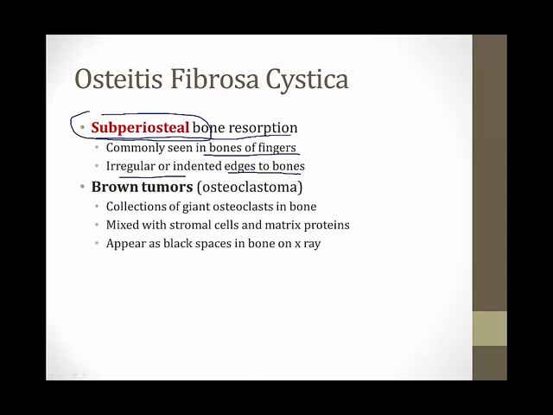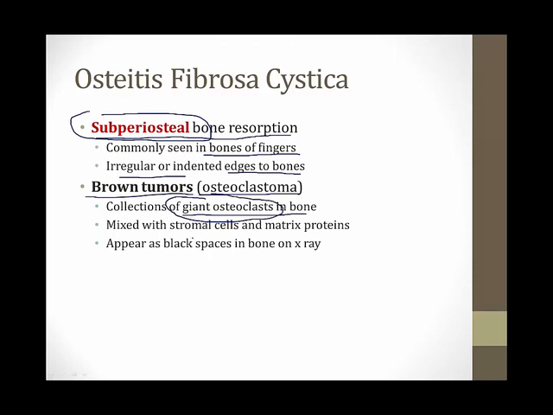The other classic finding of osteitis fibrosa cystica is called brown tumors. These are also sometimes called osteoclastomas. These are collections of giant osteoclasts in the bone. Remember that parathyroid hormone can stimulate osteoblasts and osteoclasts, so you can get giant osteoclasts in the bones that look like tumors on x-rays.